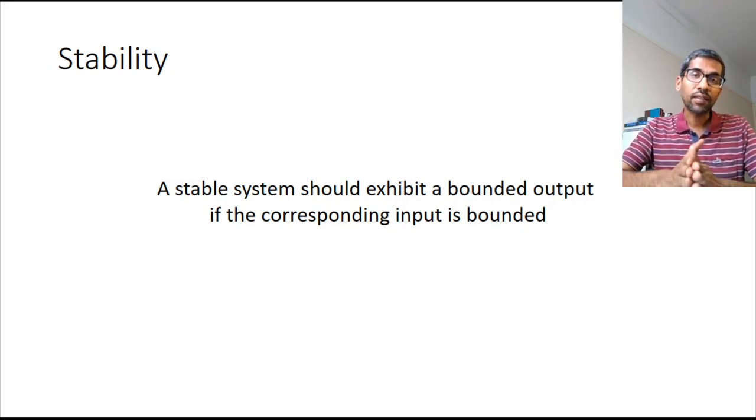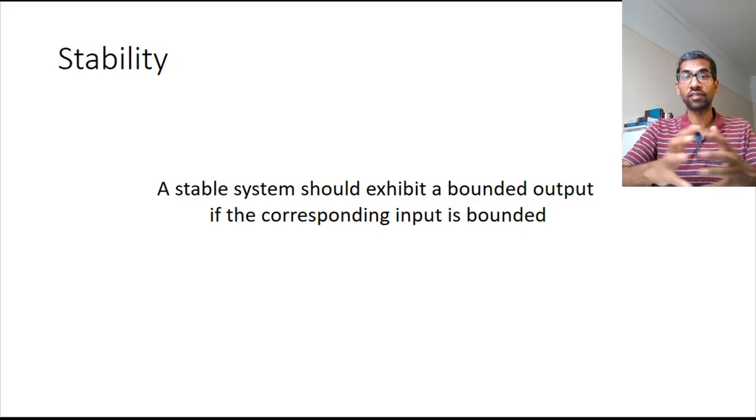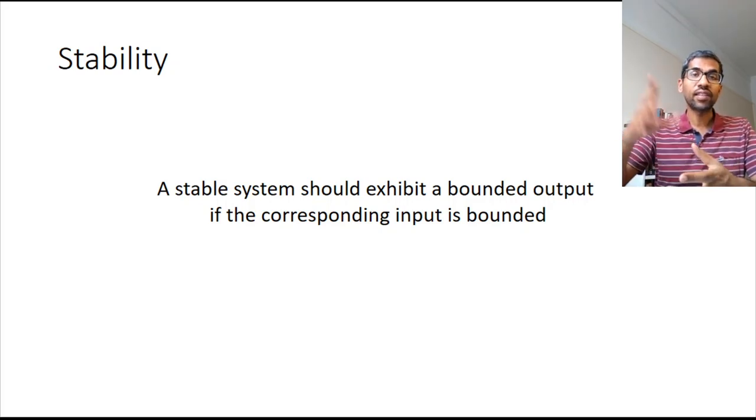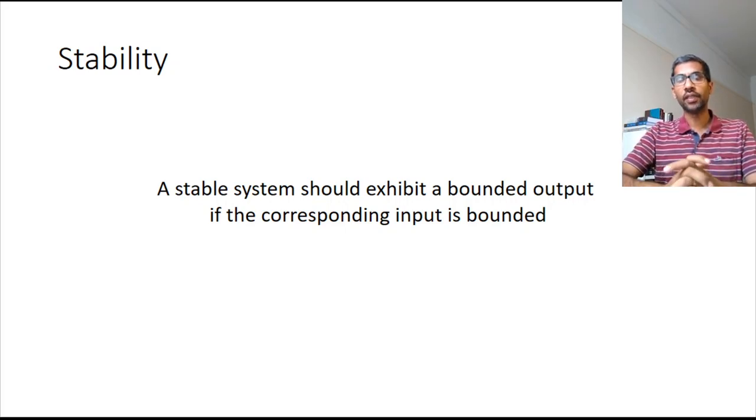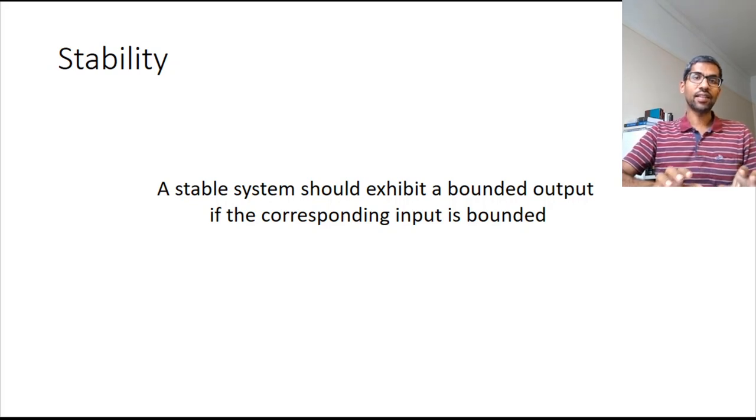Now, of course, in practical systems, you cannot have infinite output. What usually would result is a destruction of your system or saturation. Okay, so those would be the things that would happen. So what we want to look at in this lecture is when do we start getting instability and how do we design systems that are stable.